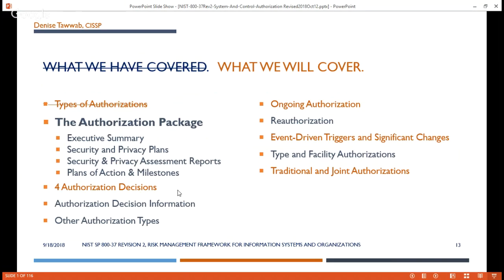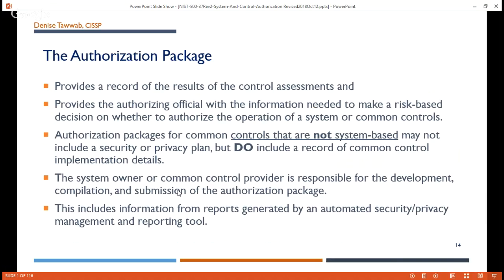So, what we've talked about so far is the types of authorizations. Next up, we're going to go into what's included in an authorization package. So, the authorization package provides a record of the results of the control assessments, and it provides the authorizing official with the information that's needed to make a risk based decision about whether to authorize the operation of a system or the use or provision of common controls.